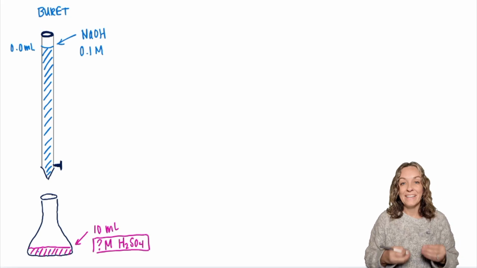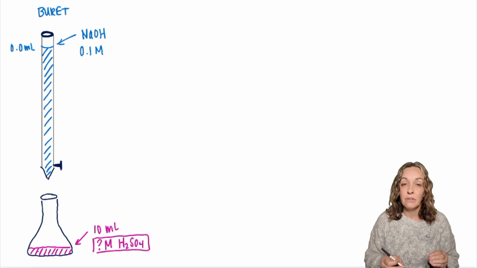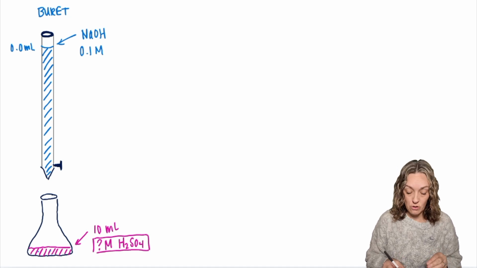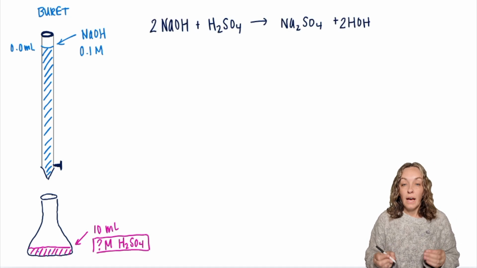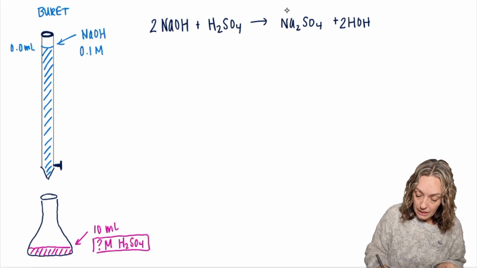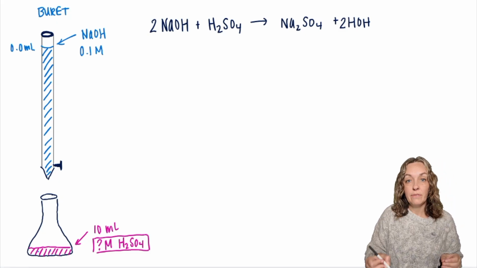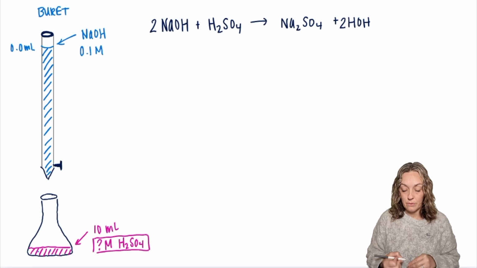All right, step one of a titration problem every time is to write your balanced equation. When I write my balanced equation, I always want to make sure again that I pair a new positive and a new negative together in order to make my compounds.